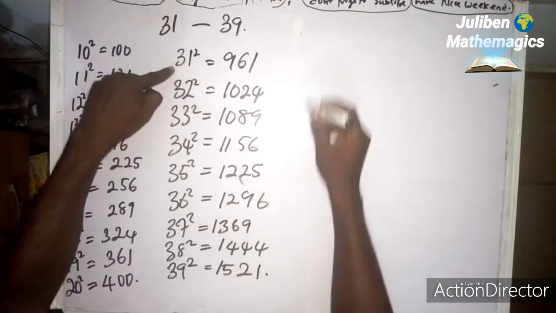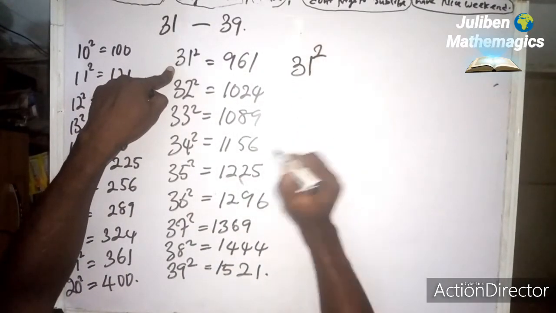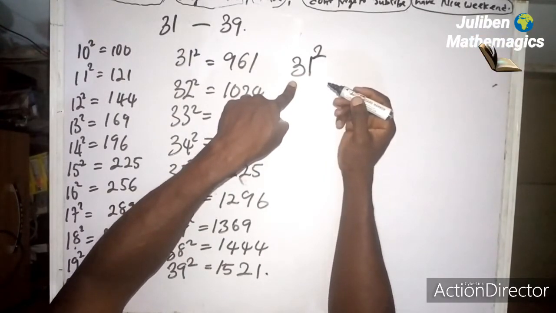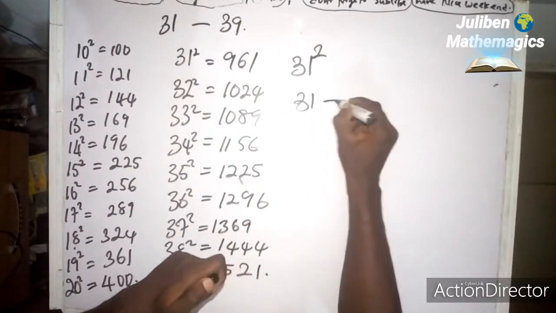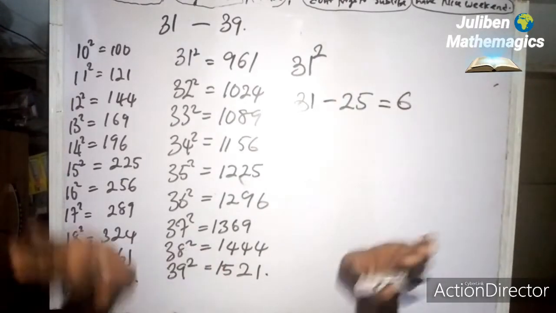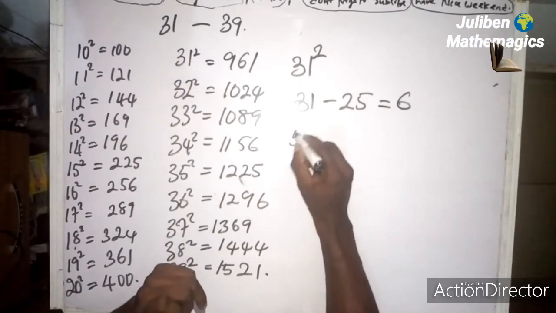Let's start with 31, for example. 31 squared. Now the first thing to do is to subtract 25 from 31. Get your value. That will be 31 minus 25, and of course if you do that subtraction you're going to get 6. Keep it. Next, subtract 50 from the same 31.